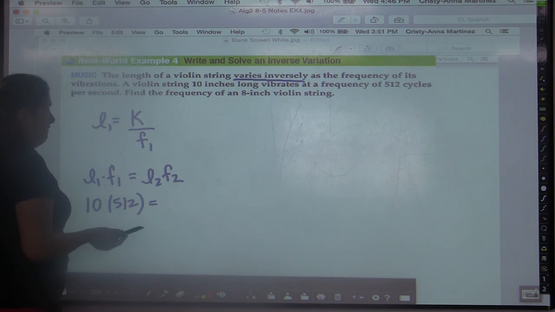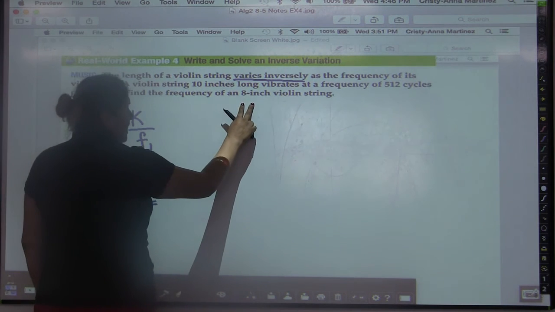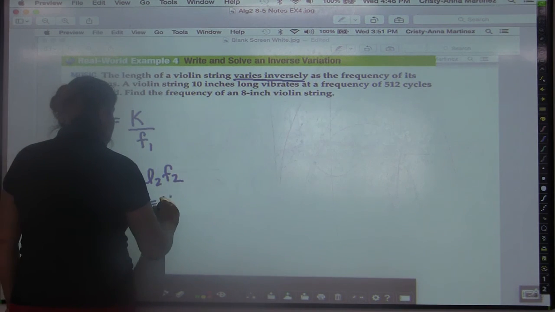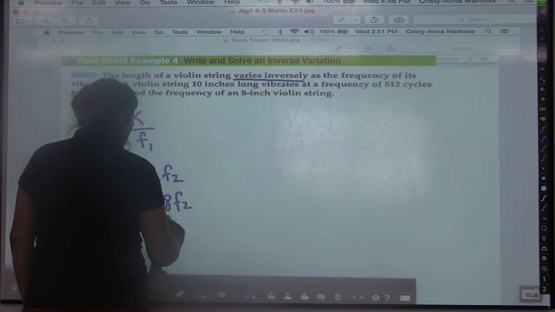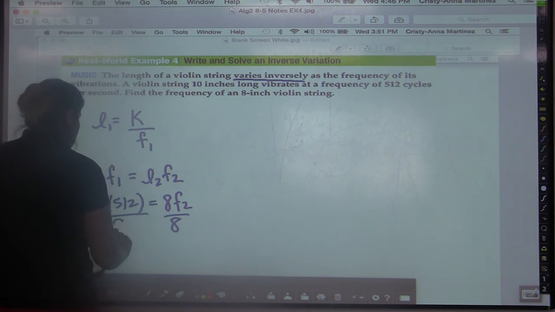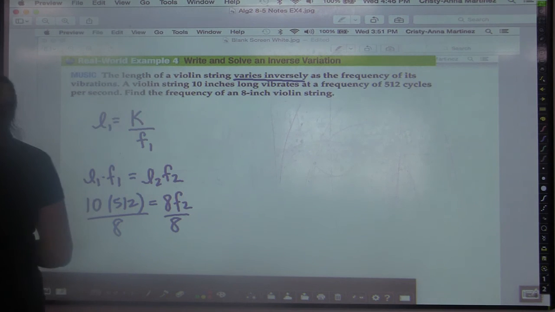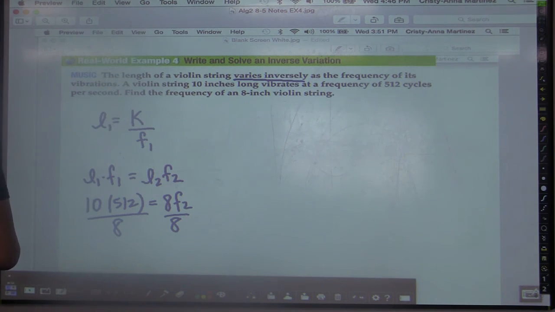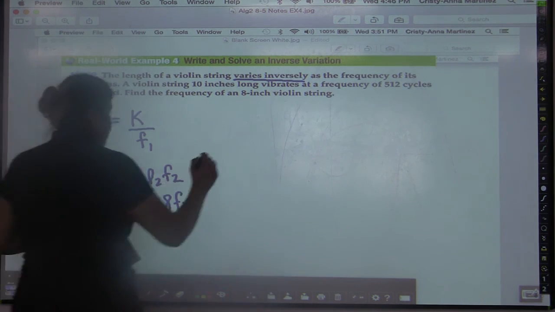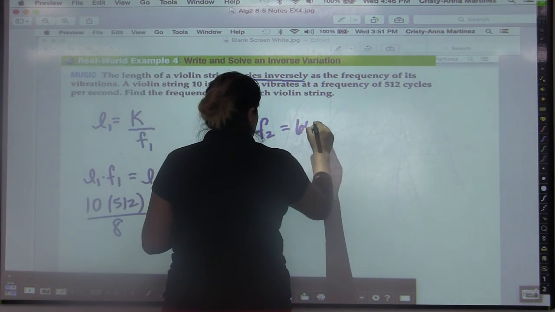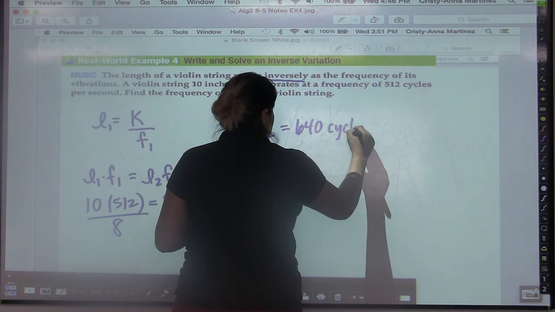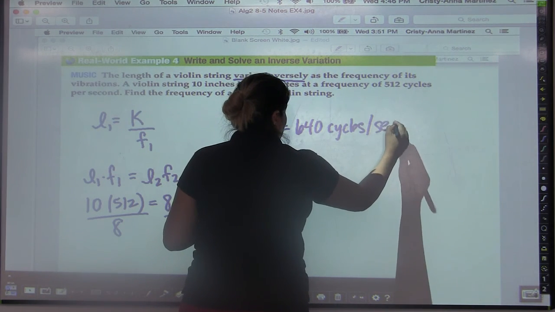So I don't know the F value, but I do know that it's 8 inches. So my L is going to be 8. And I don't know what that second frequency is. So I just divide both sides by 8, and 10 times 512, and then divided by 8 is actually going to give me a frequency of 640 cycles per second.